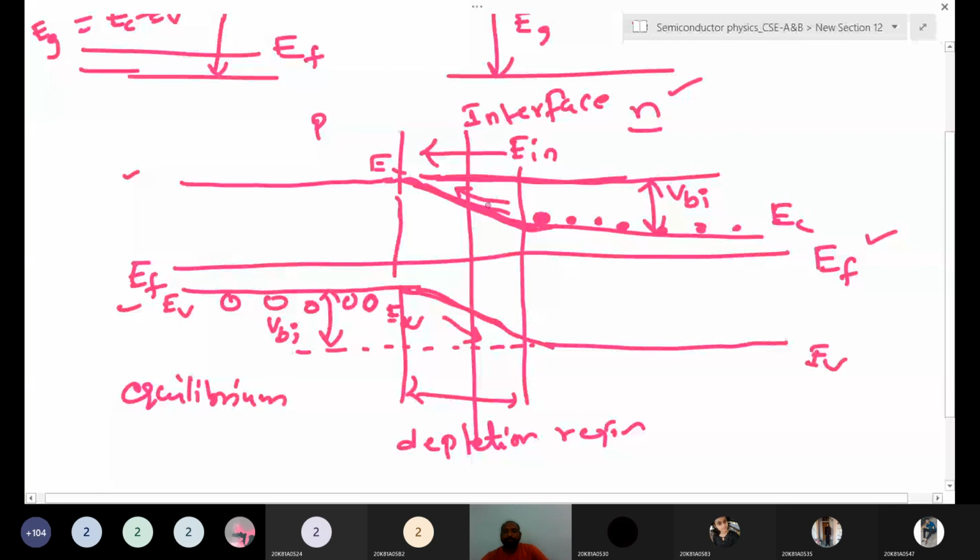What does built-in potential mean? Built-in potential means there is some height in the depletion region. If the electrons want to cross the junction, the depletion region, they have to overcome this potential barrier, this depletion width. Then only will they enter the p-type semiconductor, or holes may enter the n-type semiconductor. This is the equilibrium condition.